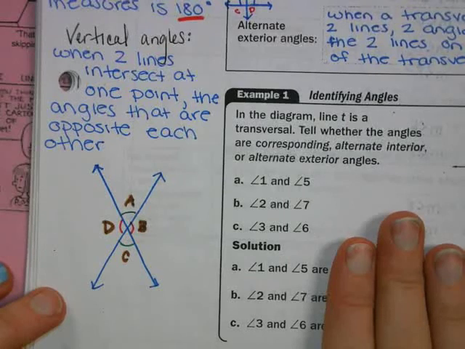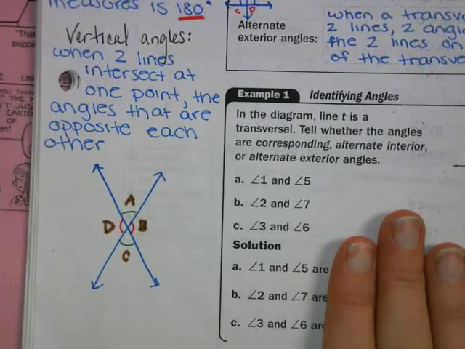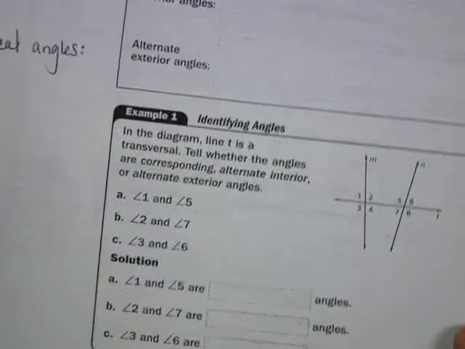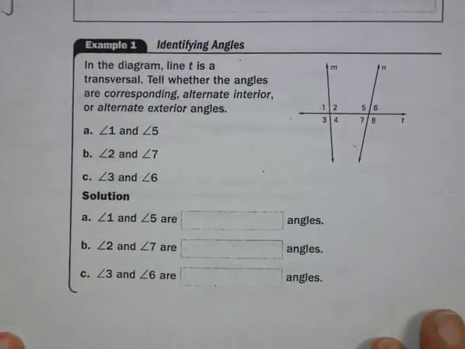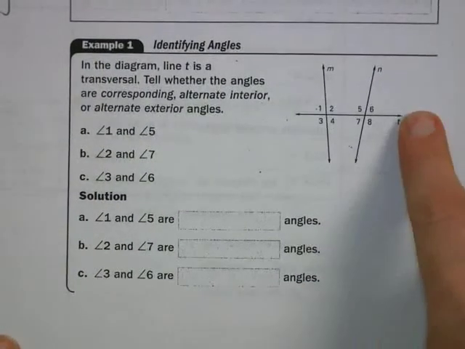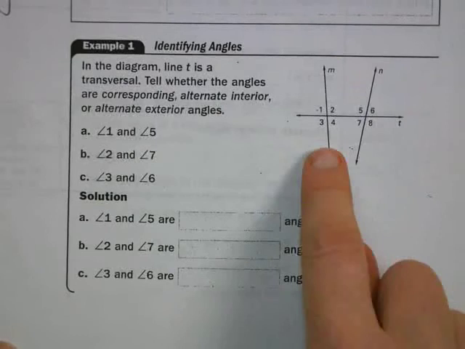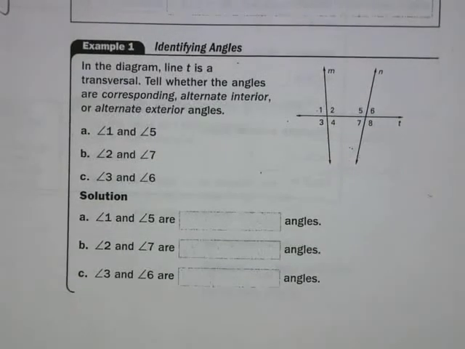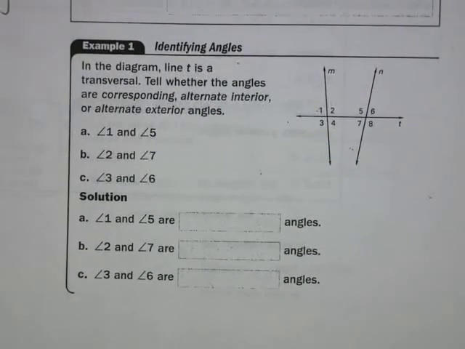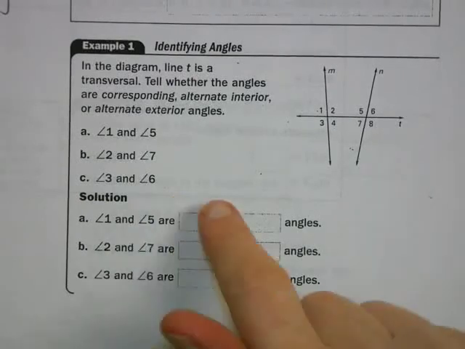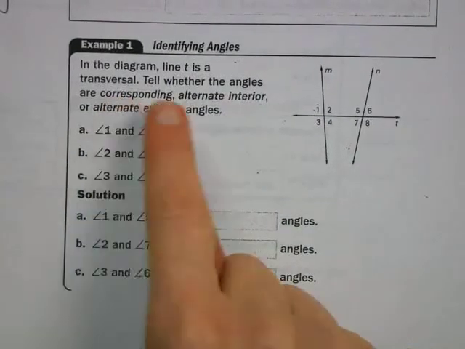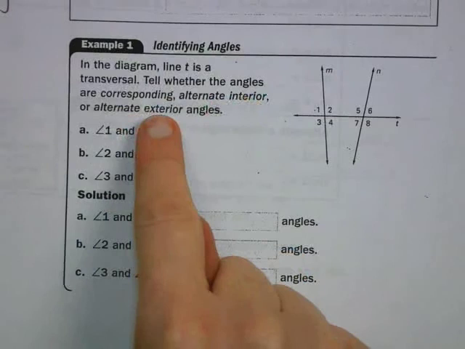All right, so let's look at example 1. It says, in the diagram, line T is a transversal. So there's our line T, and here's an M and N, but it's turned differently than what I had above there, and the numbering may also be different. What they want us to do is name what type of angles these are. Are they corresponding, alternate interior, alternate exterior? And you're going to put those right there.